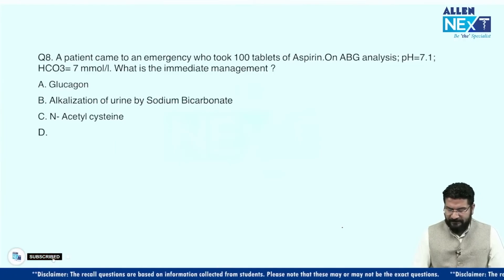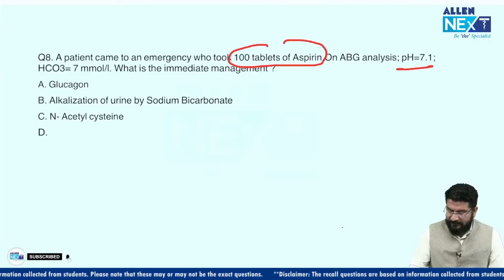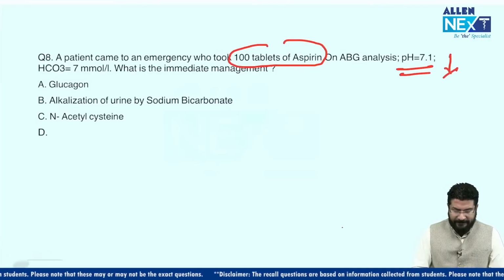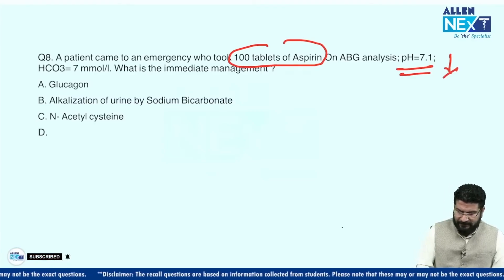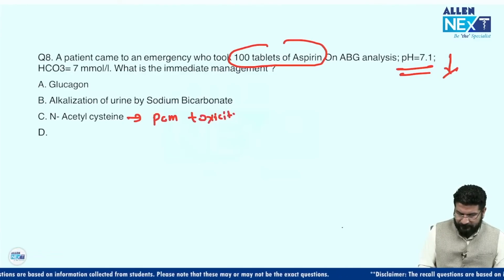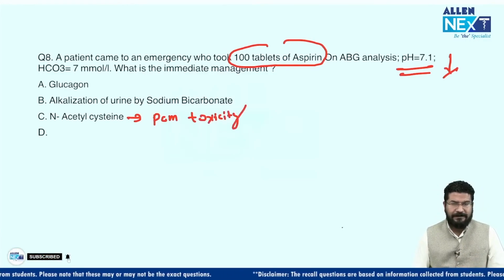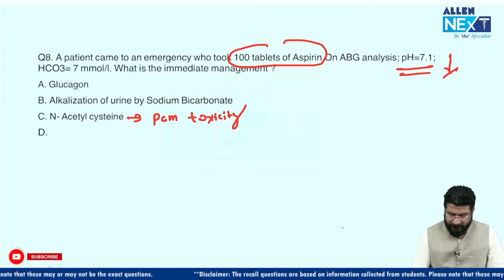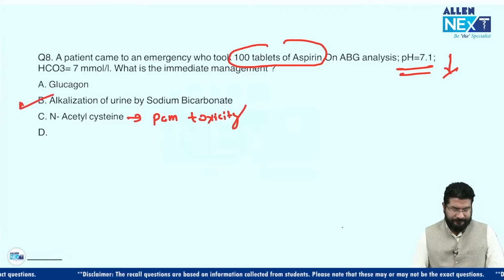A patient came to the emergency who took 100 tablets of aspirin. On ABG, pH is reduced. What is the immediate management? Understand this: N-acetylcysteine is used as the antidote in PCM toxicity, not aspirin. This is a classical case of salicylate poisoning. In salicylate poisoning, we can see acidosis, so what we have to do is alkalinization of urine by using soda bicarb.